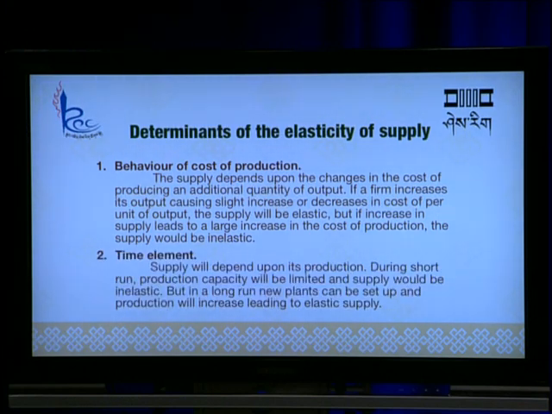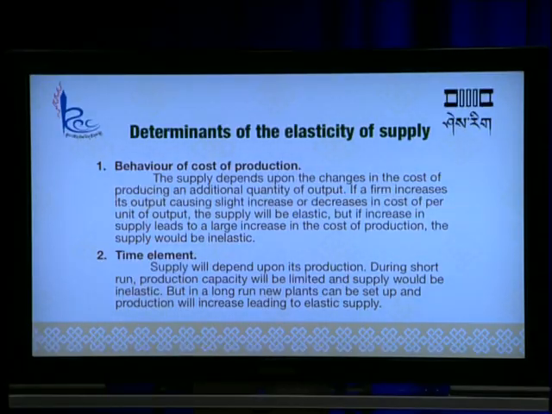Now, the second factor is the time element. The quantity of a commodity that is produced and supplied in the market is going to depend upon its production, how much the firm is able to produce. This production in turn will depend on the availability of time. When we talk about time here, the time period can be classified into two. We have short run and long run.